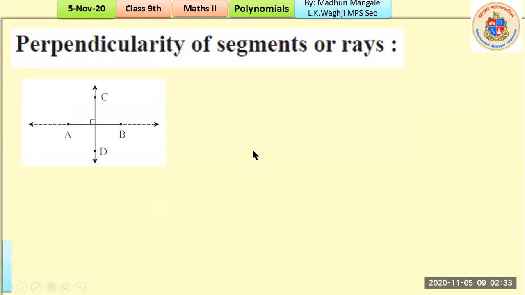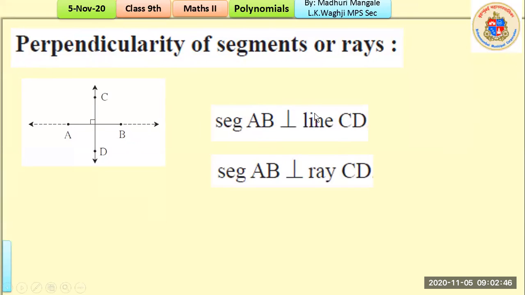And the last thing was perpendicularity. If two line segments join or intersect each other at 90 degrees, then they are said to be perpendicular. And how do we denote that perpendicularity? It's by an inverted capital T. That is the symbol for perpendicular.